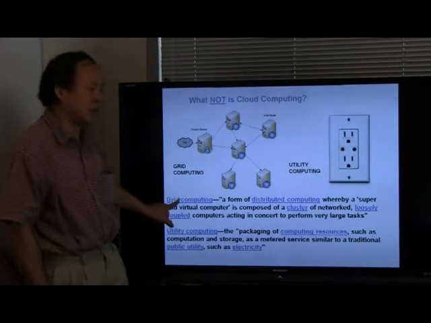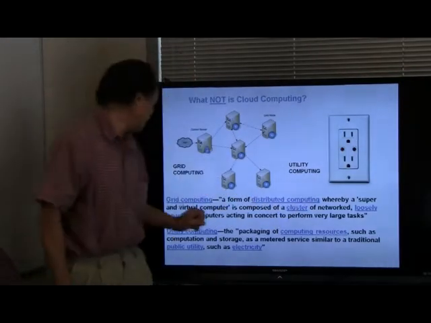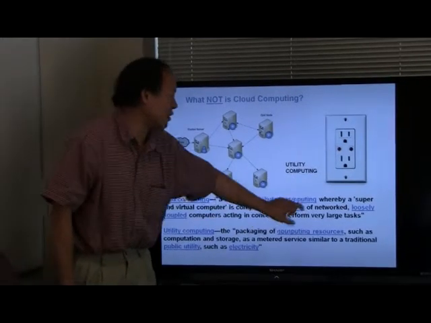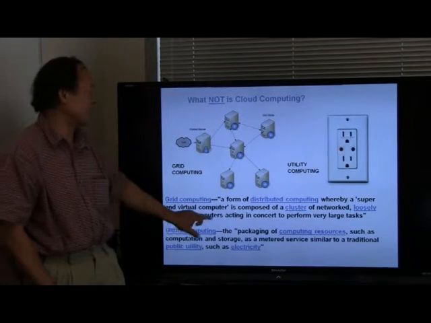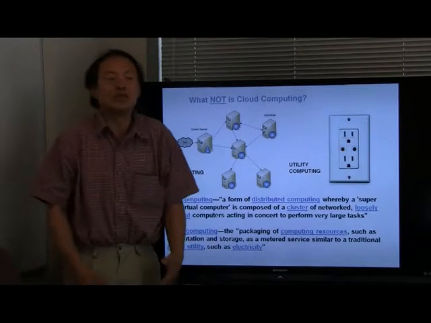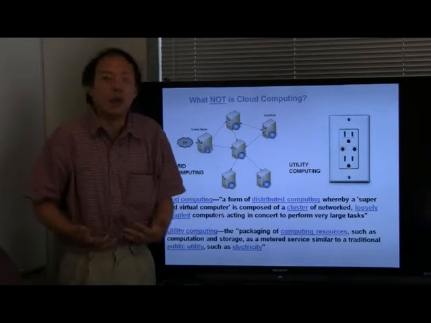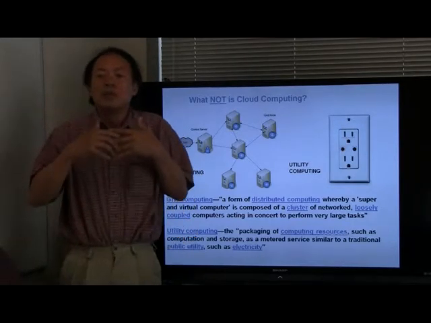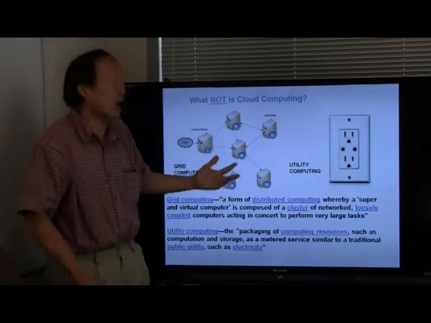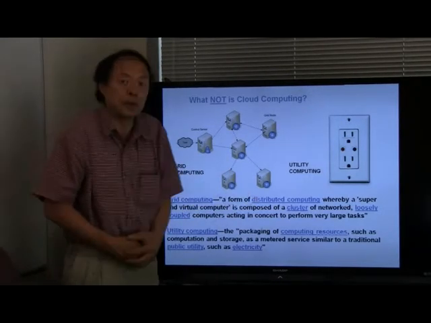So in here you have the definition. Grid computing is a form of distributed computing whereby a super and virtual computer is composed of a cluster of networked, loosely coupled computers acting in concert to perform very large tasks. So in essence, grid computing is very similar to network computing, whereby you may have different people owning different nodes or computers on the network, and you cooperatively perform a computing task. It's also known as distributed computing.